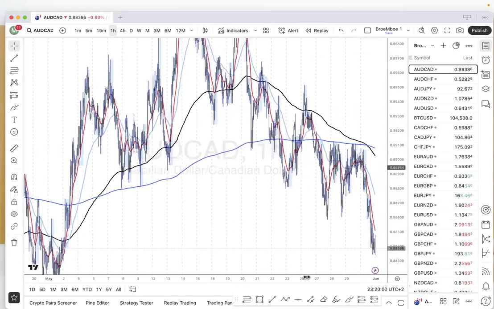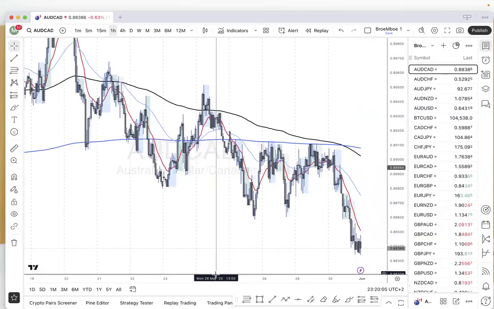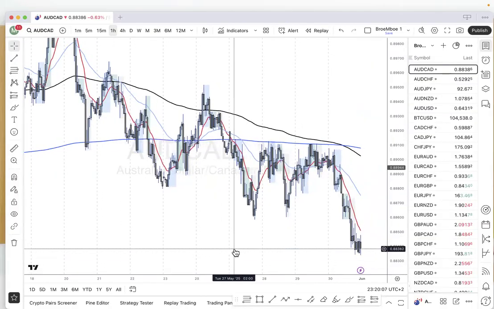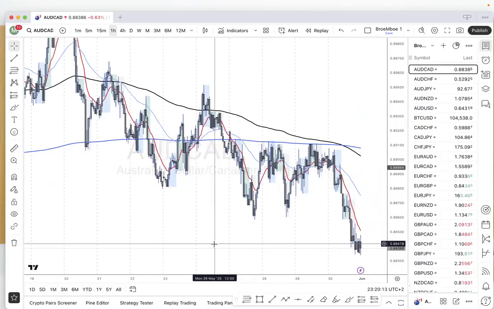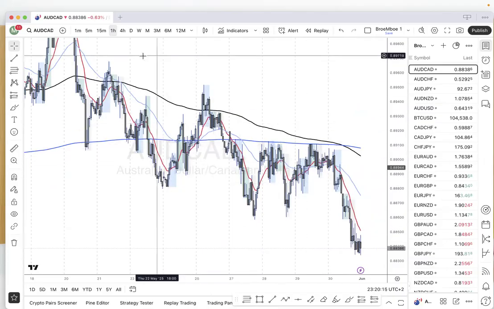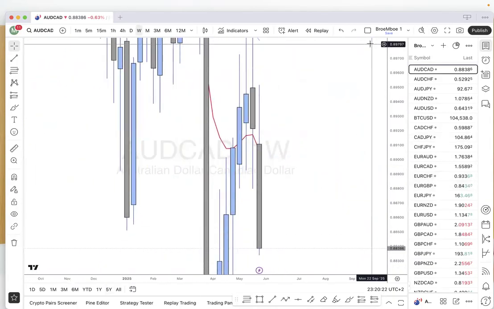So what we're going to do is quickly do a recap on last week's trades, what we were anticipating, how they unfolded, and what you could have done better. So I think I will erase this week's candle.